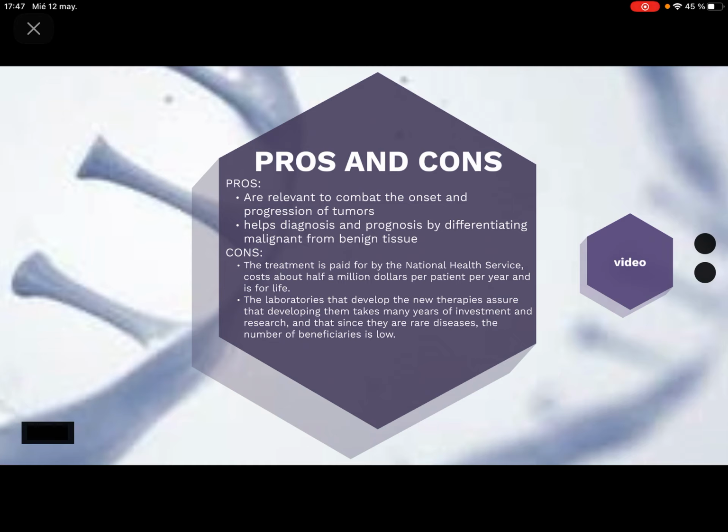Pros and cons. Pros are relevant to combat the onset and progression of tumors. Helps diagnostic and prognostic by differentiating malignant from benign tissues. Cons. The treatment is paid for by the National Health Service, costs about $500,000 per patient per year, and is for life. The laboratories that develop the new therapies assure that developing them takes many years of investment and research, and that since they are rare diseases, the number of beneficiaries is low.